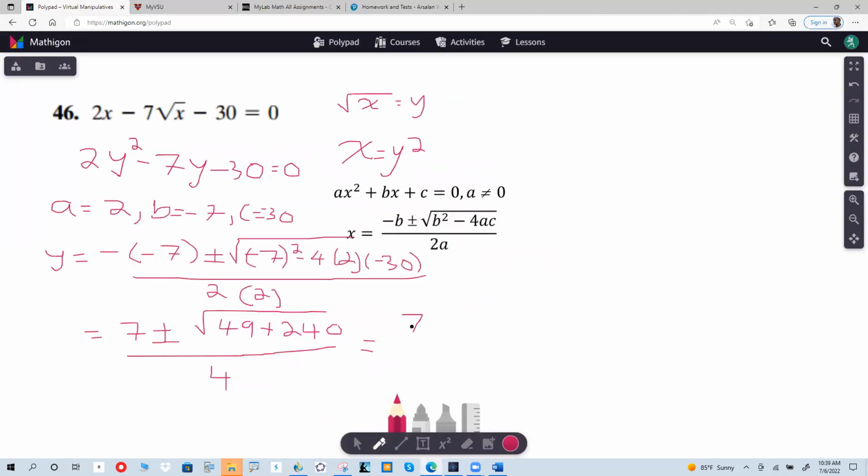So it's 7 plus minus the square root of 289, over 4. Remember, the square root of 289 is 17. Yeah, I'm glad I didn't play with the factorization. I don't think you can factor. Oh well, we're going to find out.